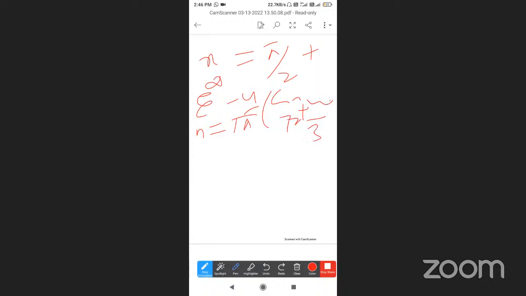In simplification, f of x is equal to x, a naught by 2 is pi by 2, plus summation n equal to 1 to infinity of minus 4 by pi into cos x by 1 square plus cos 3x by 3 square plus and so on. Now put x equal to 0, cos 0 is 1. So the left side is 0 equal to pi by 2 minus 4 by pi into the bracket 1 by 1 square plus 1 by 3 square plus and so on.